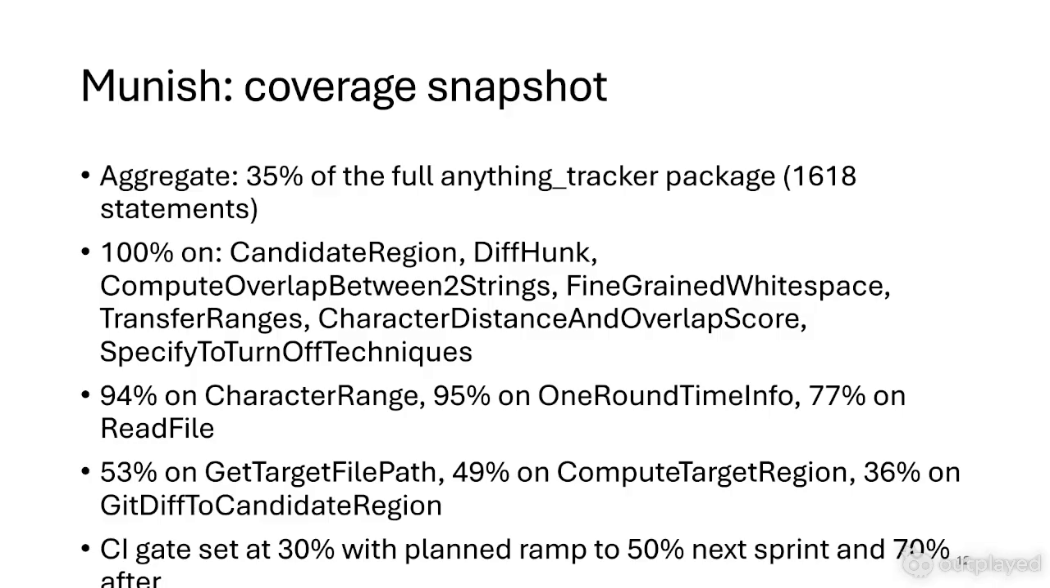compute overlap between two strings, and then I got pretty high coverages on character range, one round time info, and read file. But this is where it started dropping off, when I got to file paths, compute target regions, and other get diff candidate regions. And I think this is because the behavior between those code parts threw off the unit tests that I helped develop.